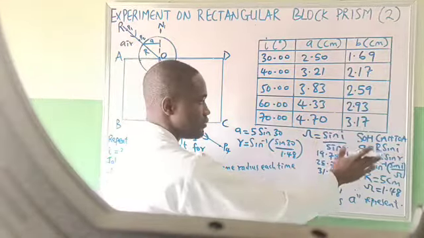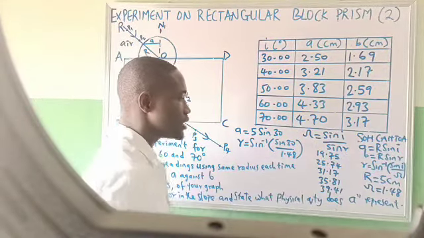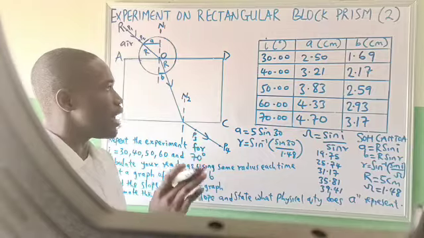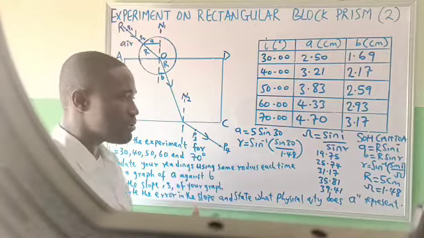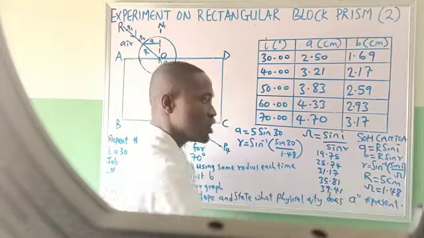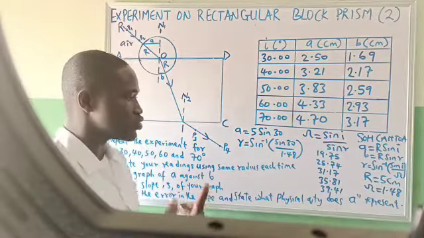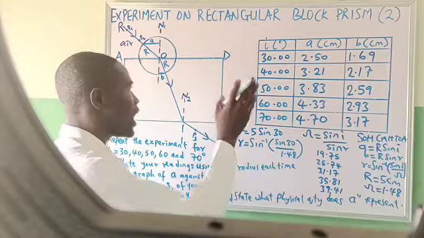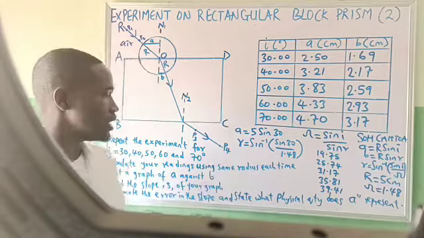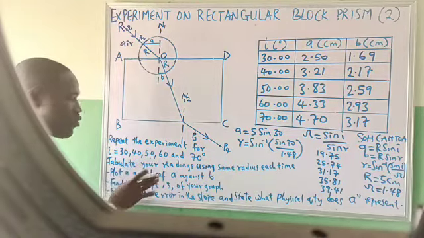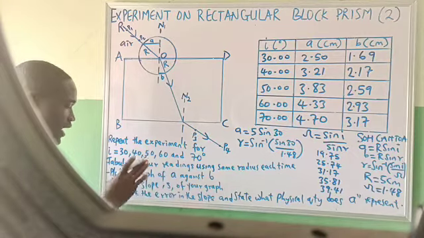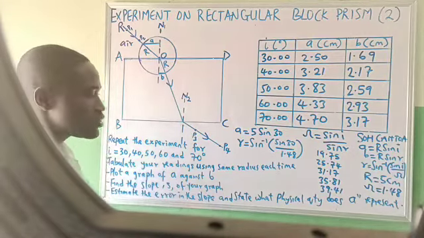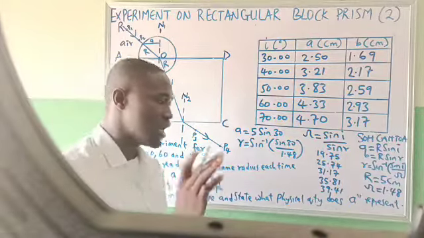Look at the values we used to get it. We have gotten our a, our b, our i, our r, everything. Remember that the radius you use depends on what you want to use. That is about how to make your table. In the next video, you will see how we can plot the graph of a against b, get the slope, get the error in the slope, and state what physical quantity a represents.